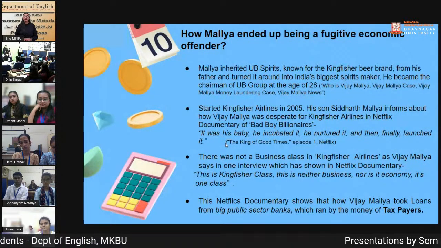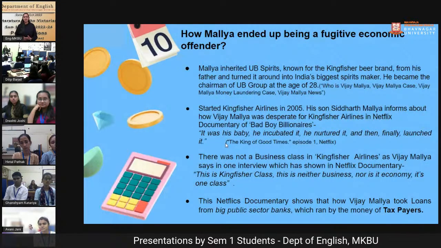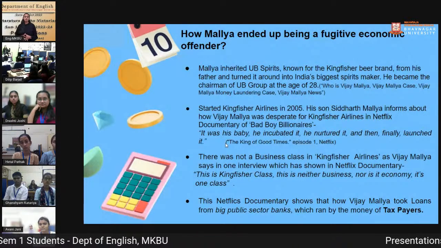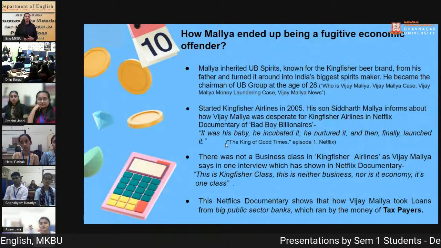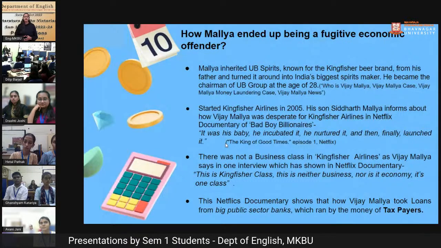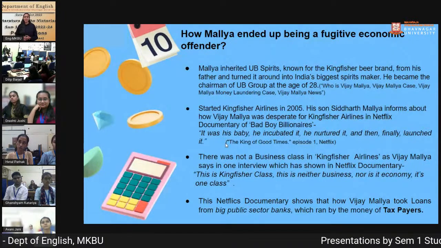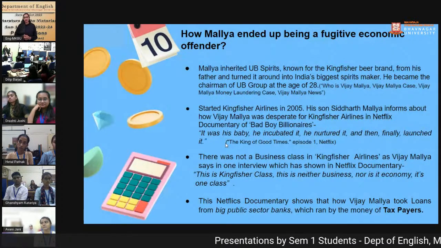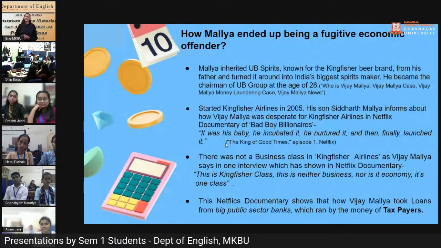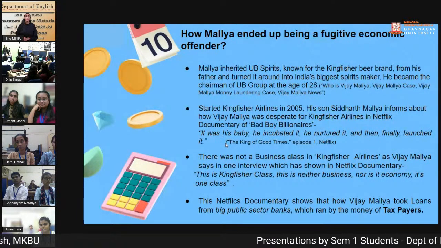His son Siddharth Mallya informs about how Vijay Mallya was desperate for Kingfisher Airlines in the Netflix documentary Bad Boy Billionaires. There was a Netflix documentary about Vijay Mallya, Nirav Modi, and many other scammers of India who defrauded banks. So there, in the episode on Vijay Mallya, his son Siddharth Mallya says that it was his baby. He incubated it, he nurtured it, and then finally launched it. So he tells that Kingfisher Airlines was like a baby.